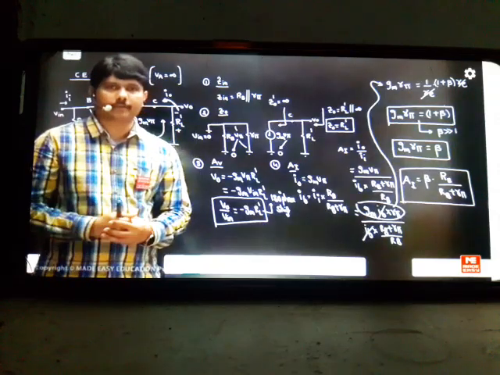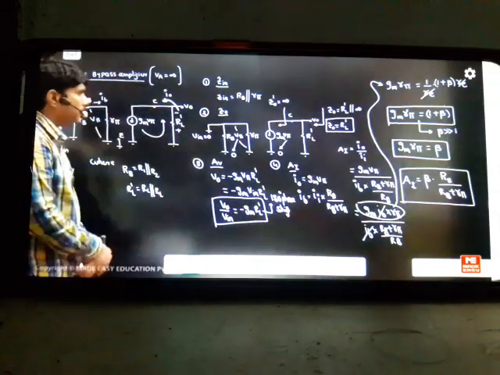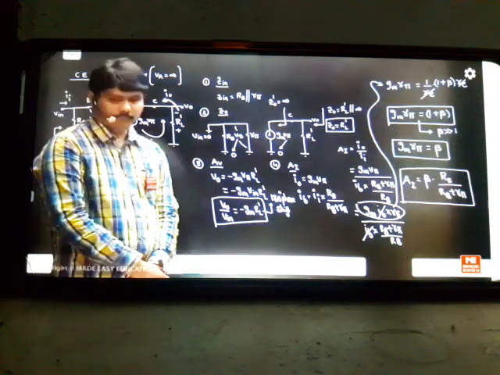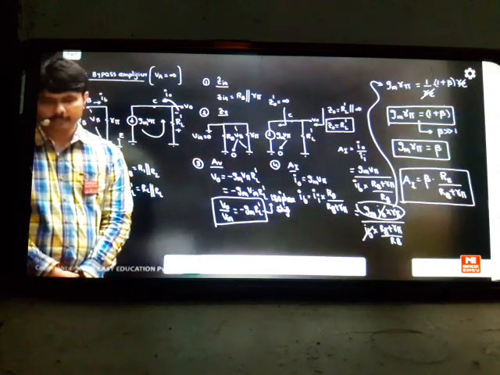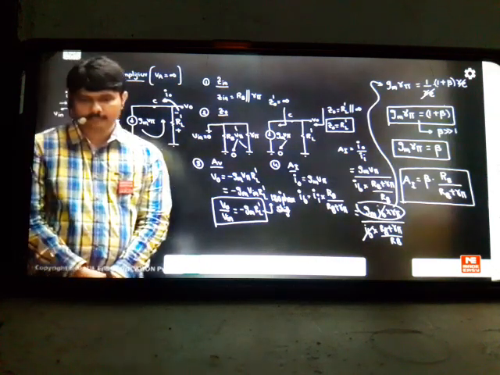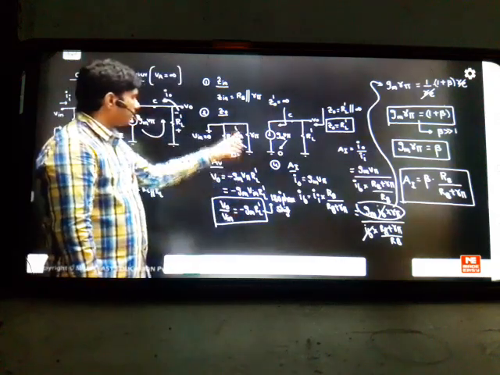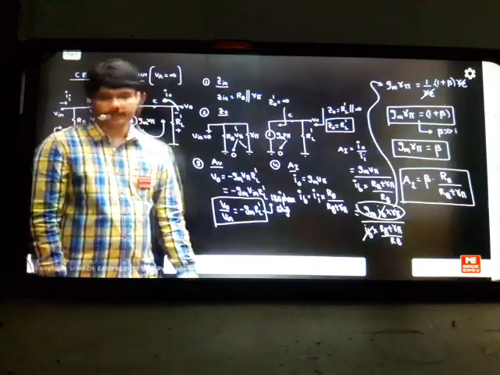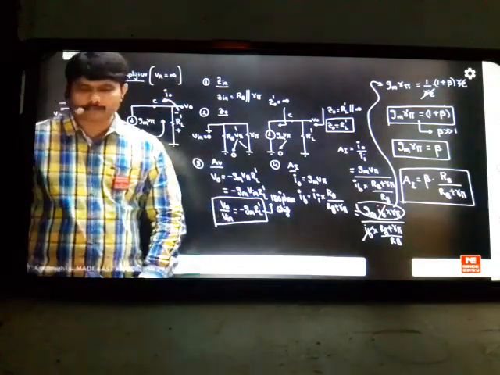MOSFET wise, if lambda is 0, how to do the analysis? If there is no voltage, there is no current. So V by 0, this is 0. So the current source is 0, meaning it's an open circuit. So I said infinite. If current is 0, we should not take a short circuit, we have to take an open circuit.